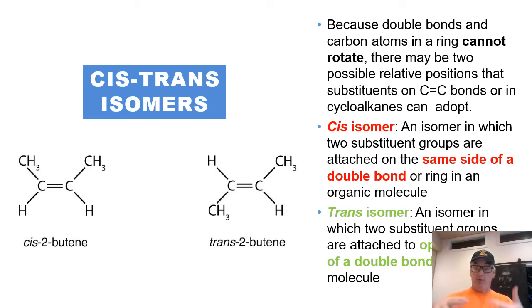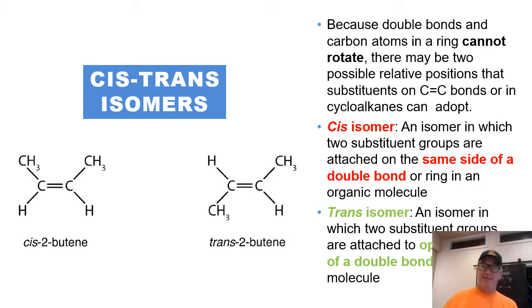But if I have a double bond, now I'm stuck. I am stuck in this position. I can't freely rotate. So notice my thumbs are now in different positions. One is up and the other one is down, and I can't rotate without breaking the bond. I can't rotate without breaking this bond or breaking that bond. So if I have two bonds, they're stuck in space.